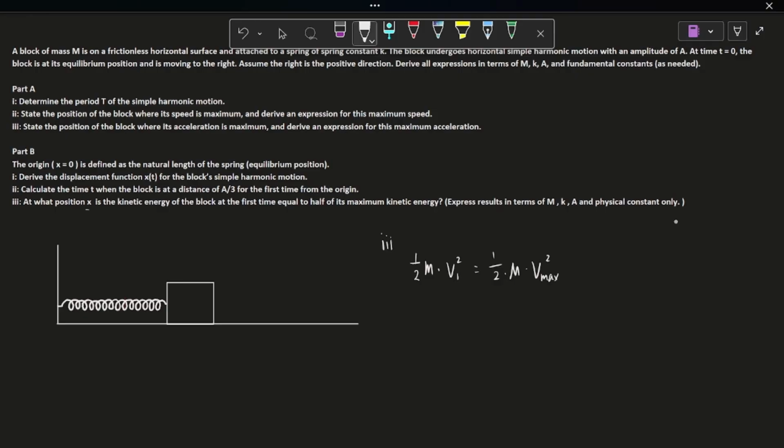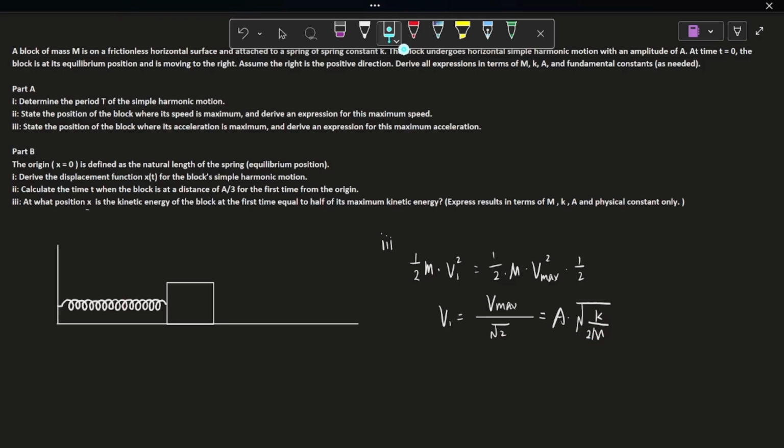And it says half of it, so we need to times 1/2 at the very back. And we can get v1 is equal to Vmax over square root of 2. From the previous part, we get Vmax is equal to A, the amplitude, times square root of k over m. Now it's being divided by square root of 2, so we only need to add 2 in front of m inside of the square root under k. So that is the expression for v1. We'll leave it there for now.